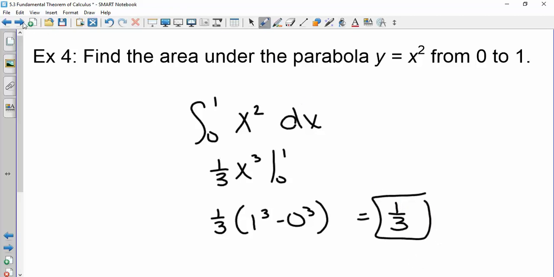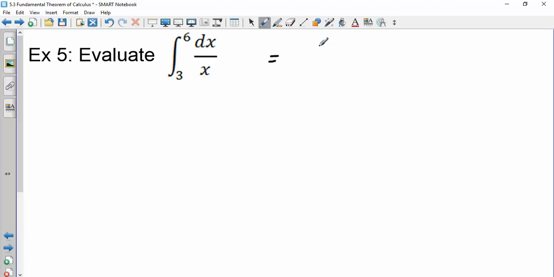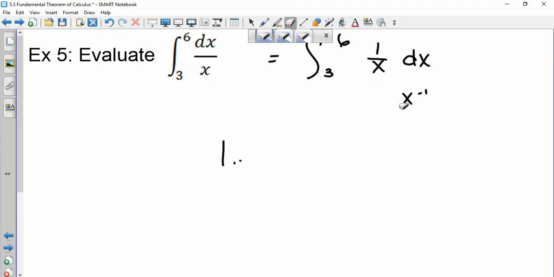I saw some problems with the next one. This is the integral from 3 to 6, dx over x, that's like a 1 over x dx. If you wrote it as x to the negative 1, when you add 1 to that power, you get 0. That should be a big clue right there that that's not right. I saw several of you write your antiderivative as 1. If you do the derivative of 1, do you get 1 over x? No. What has a derivative of 1 over x? Natural log.